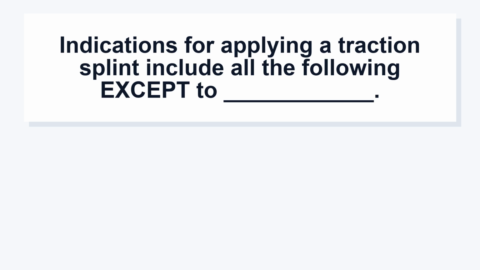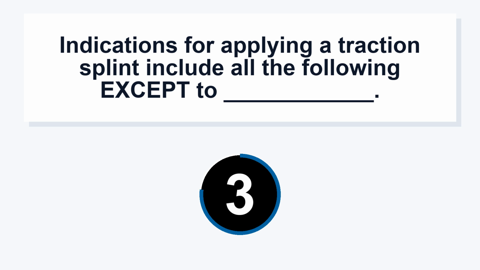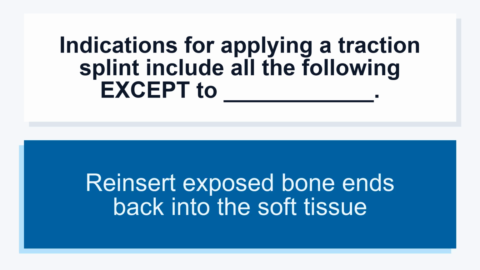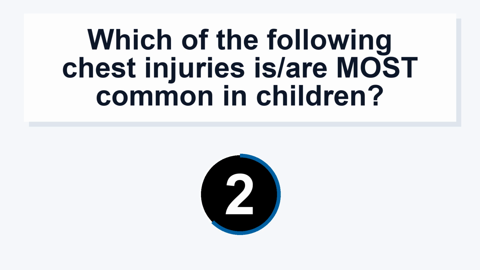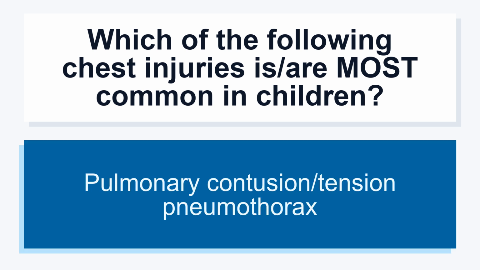Indications for applying a traction splint include all the following except to blank. Reinsert exposed bone ends back into the soft tissue. Which of the following chest injuries are most common in children? Pulmonary contusion / tension pneumothorax.